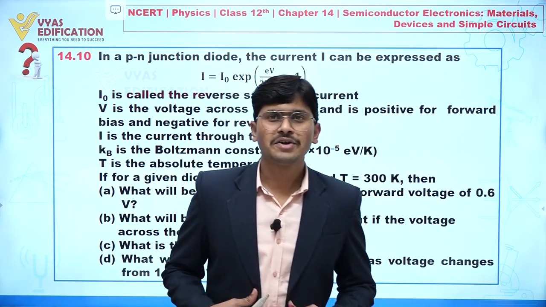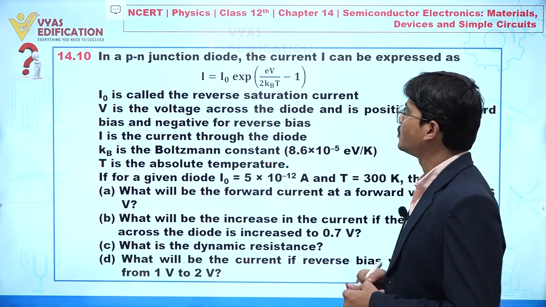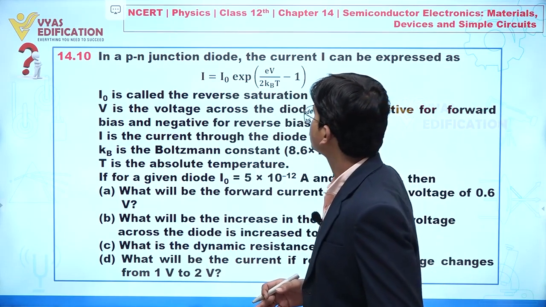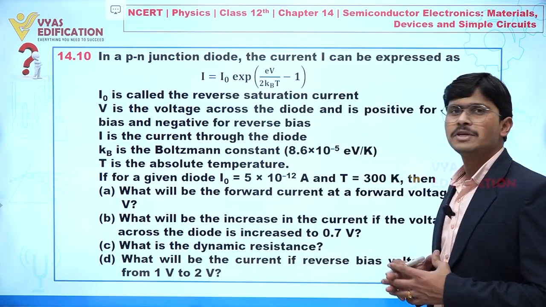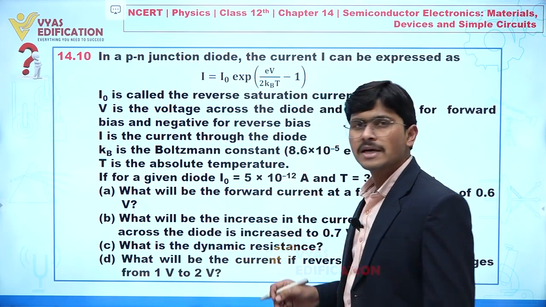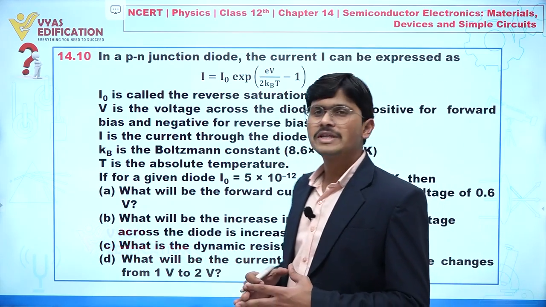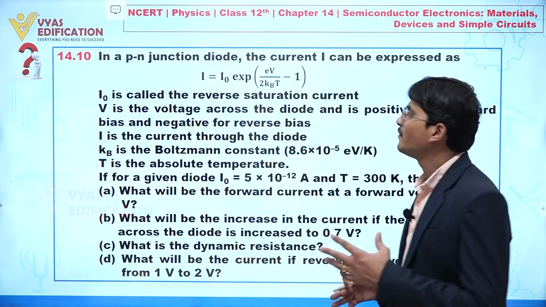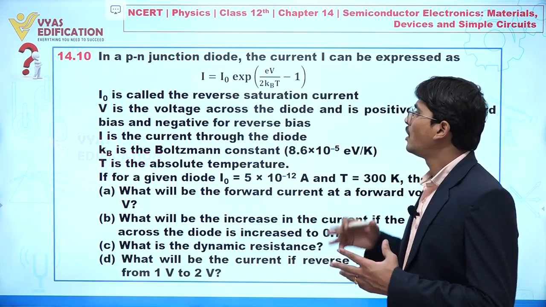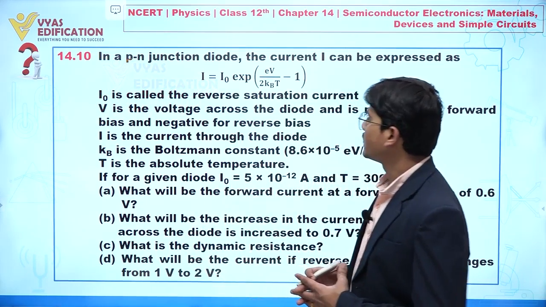Now students, we are going to discuss question number 14.10. In this question it is given that in a PN junction diode, the current can be expressed as I equal to I naught exponential of eV divided by 2 kB T minus 1, where I naught is the reverse saturation current, and V is the voltage across the diode, positive for forward bias and negative for reverse bias.